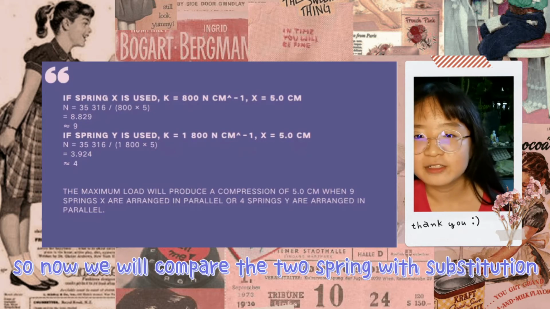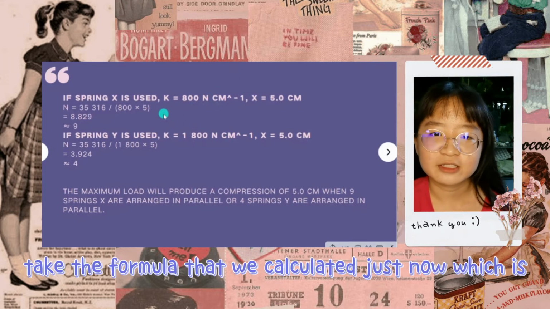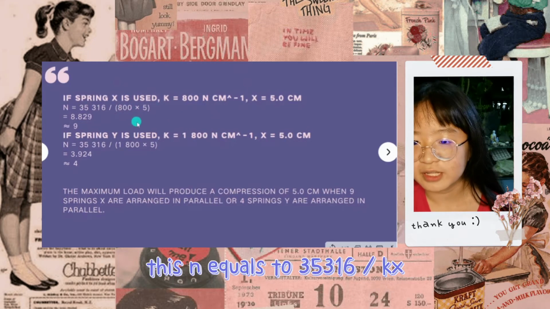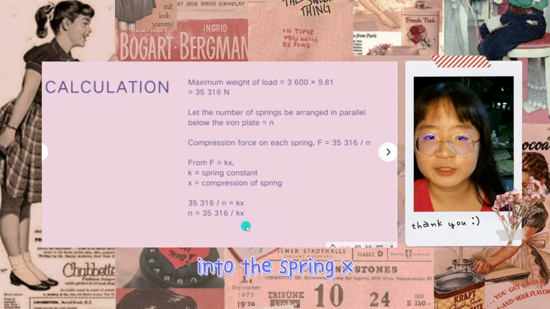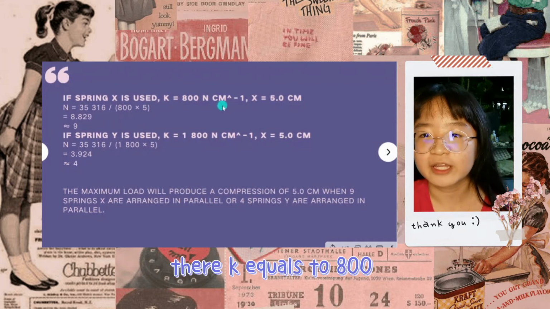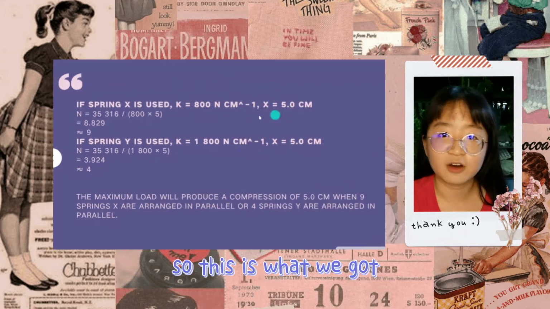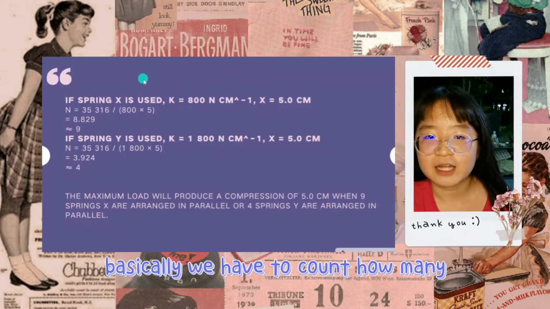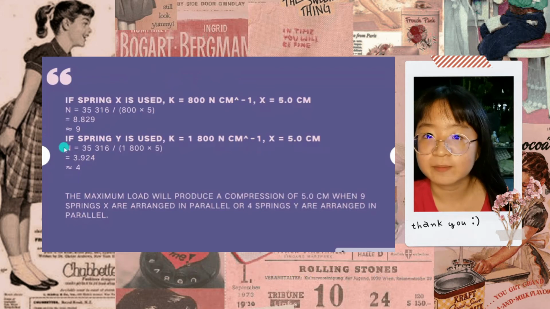So now we will compare the two springs with substitution. We take the formula that we calculated just now, n equals 35,316 over kx, and substitute in what we got from the question for spring X: k equals 800 Newton per centimetre and x equals 5. So what we got is 8.829. Basically, we have to count how many springs are used, so we round off the number, which equals 9.